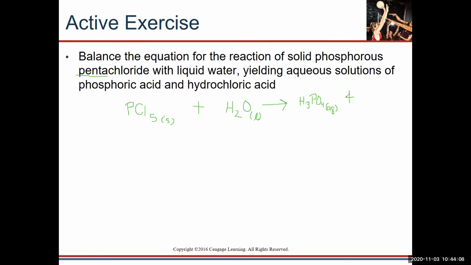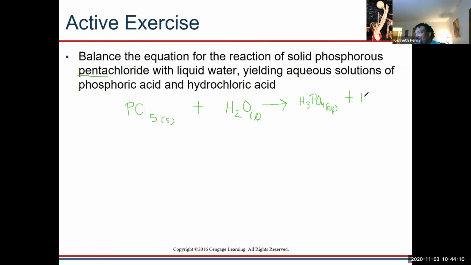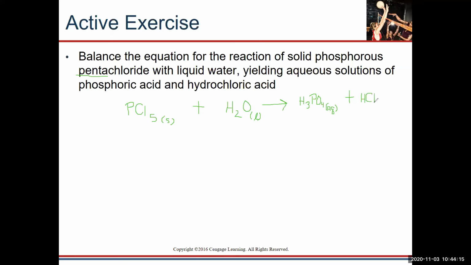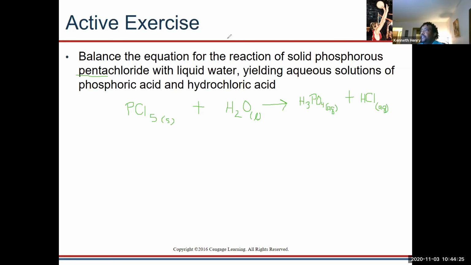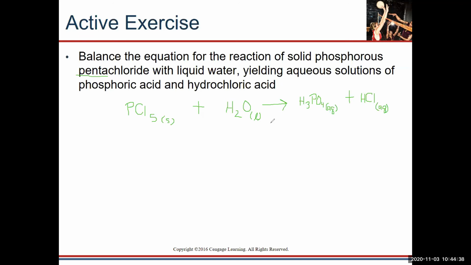Is it HCl? It's HCl. That is correct. Okay. Is it balanced? And what are my atoms? What atoms am I going to keep track of? Chlorine, phosphorus, hydrogen, oxygen.